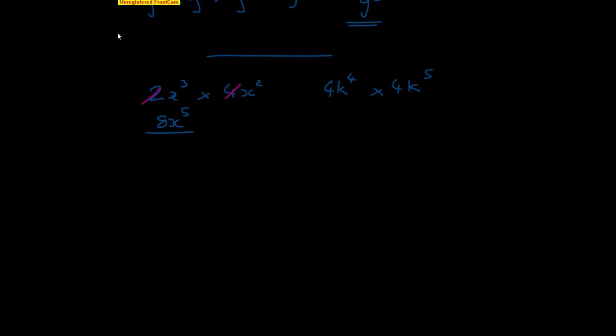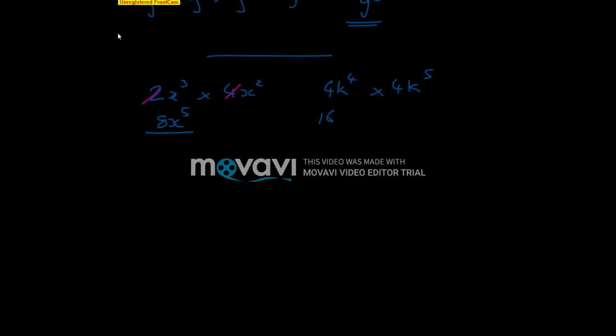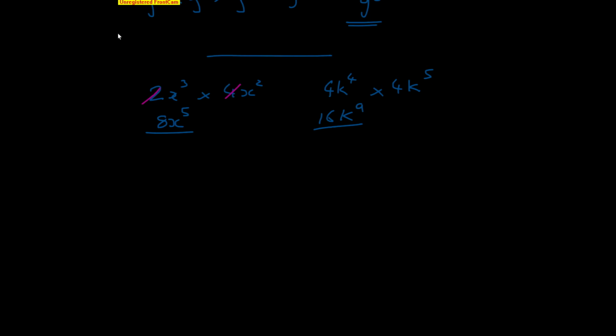So yeah, nice and straightforward. 4 times 4 is going to give us 16. And k^4 times k^5 is the same as k^(4+5), going to give us k^9. Okay, good stuff. Let's try a slightly trickier one here.